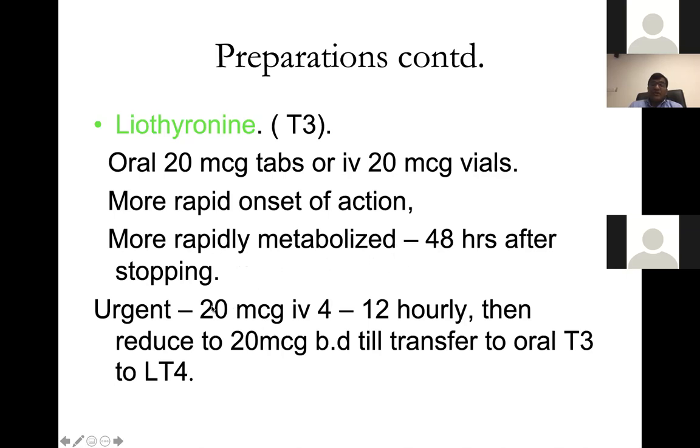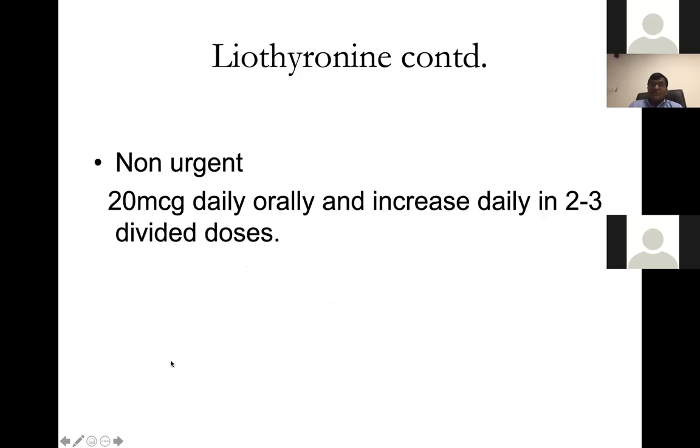So usually in myxedema coma, we give about 20 micrograms intravenously based on the requirement, 4 to 12 hourly. Then we reduce the dose, and then later on shift to thyroxine, T4. I think you don't need to know how to dose the T3. It's not usually questioned at your level.